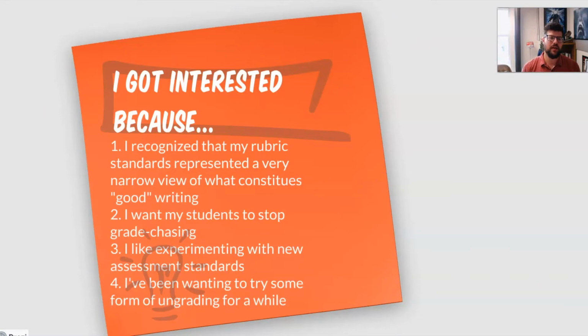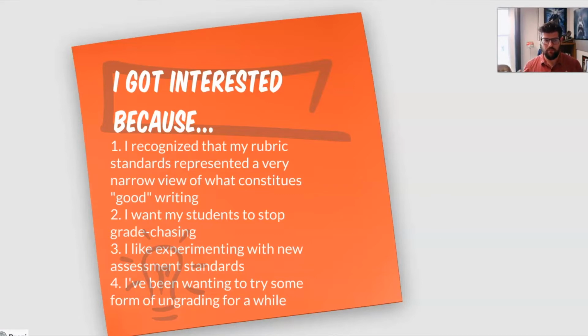Okay, so why I'm trying it. I got interested in ungrading because I've been having conversations with colleagues here at the college and at institutions beyond this college about ungrading for a while, and I've been recognizing that my rubric standards represent a very narrow view of what constitutes good writing, and good writing is such a subjective term, right? So how do we take that subjectivity out, or how do we refocus that idea of subjectivity?